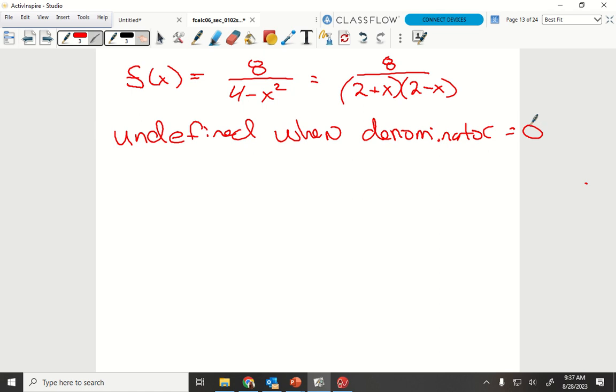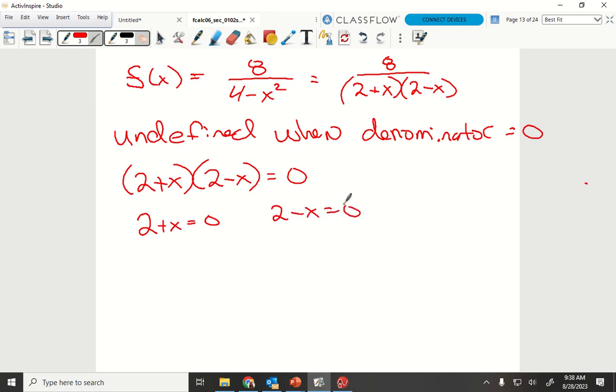When denominator equals 0. So what we're going to do is we're going to use the zero product rule, which says 2 plus x, 2 minus x equals 0. So if either one of these two things here equals 0, using the zero product rule, that means all of it will equal 0. So I'm going to separate this into two separate equations of 2 plus x equals 0 and 2 minus x equals 0. All right, let's get the x by itself. So minus 2, x equals negative 2. Right here, minus 2, negative x equals negative 2. Divide by negative, so x equals a positive 2.